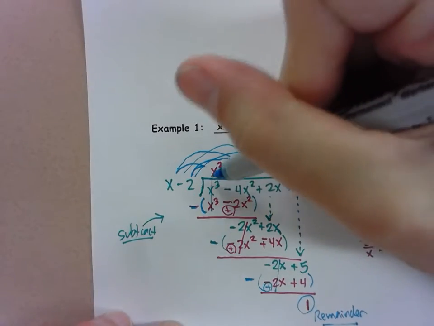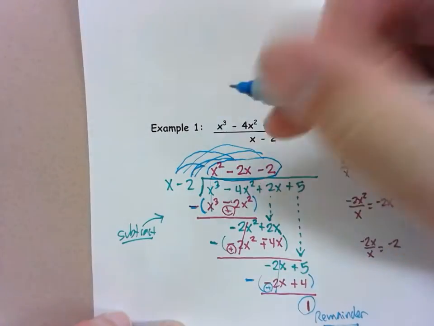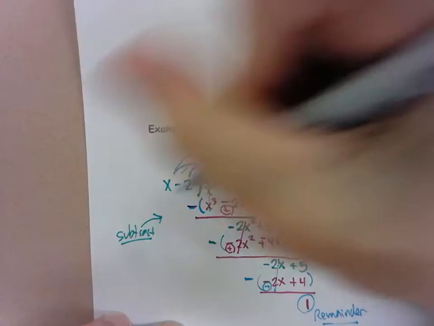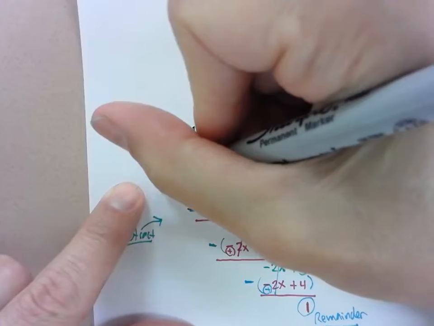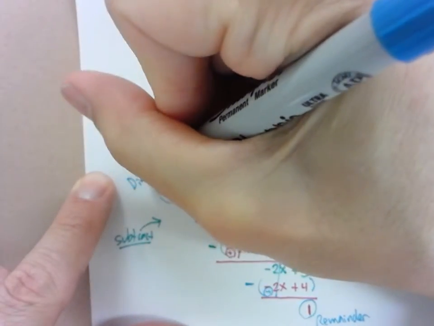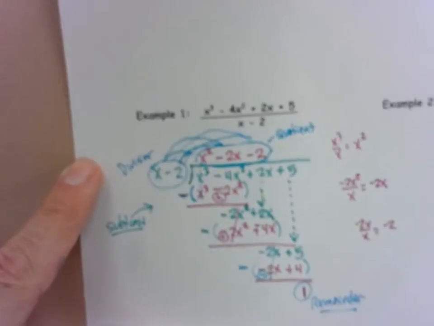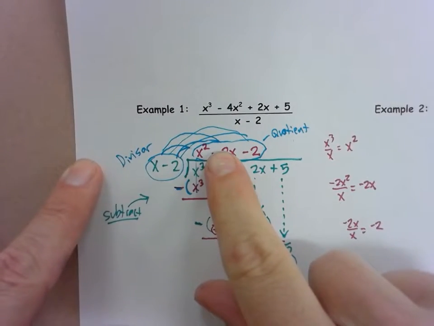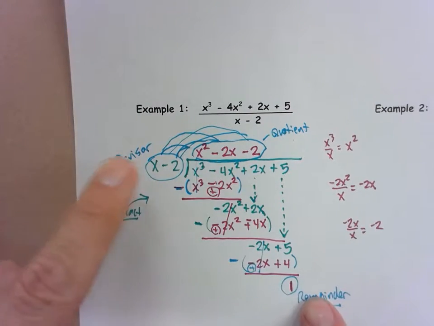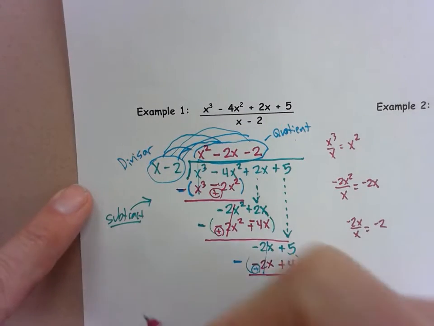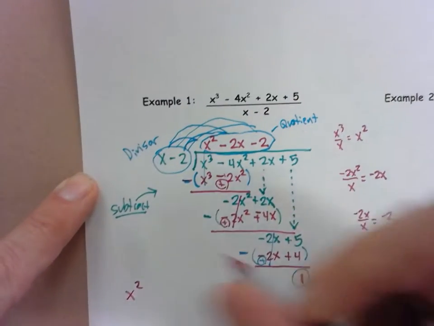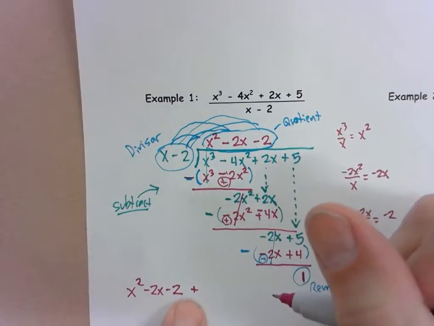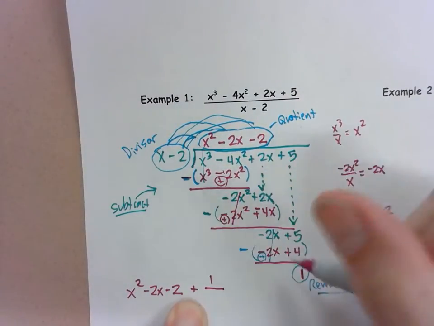This is going to be your quotient. And of course, this is your divisor out here, x minus 2. So the way we write this, if you think back to long division with numbers, is we always do our quotient as a mixed fraction with our remainder over your divisor. So we are going to write x squared minus 2x minus 2, and we do plus 1 over x minus 2.